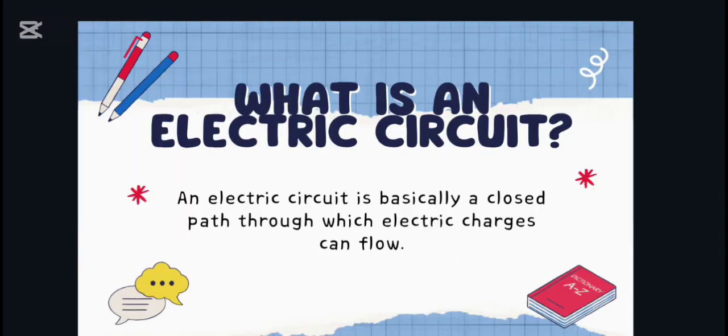First of all, what is an electric circuit? An electric circuit is basically a closed path through which electric charges can flow. Think of it like a loop. If the loop is complete, current flows. If it is open, like when you turn the switch to turn the light on and off, current stops.